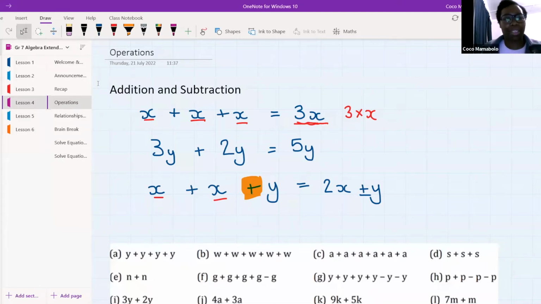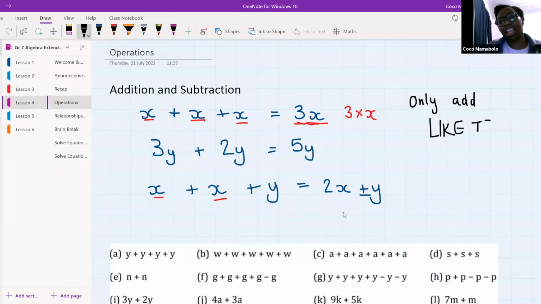It is plus y. Okay, so remember guys, we only add like terms. Remember last time we talked about like terms? We only add like terms because now here I have x and x. I only add these two because they're alike, and that gave me 2 x's. And then the y, because the y is on its own, I just add it to the end.